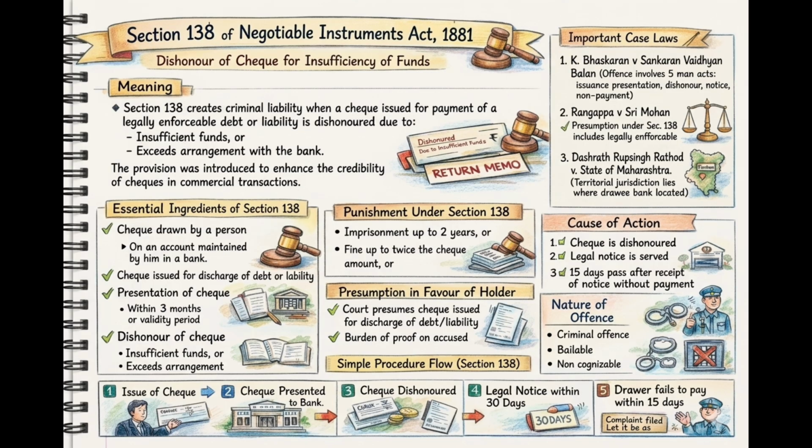Example, a credit limit. Fifth, once the check return memo is received, the payee must send a written legal notice to the drawer within 30 days demanding payment. Sixth, the offense is only committed if the drawer fails to make payment within 15 days of receiving the notice. Punishment under Section 138: if the ingredients are proven and the accused fails to rebut the presumption, the court can award imprisonment up to 2 years or a fine up to twice the amount of the check, or both in some cases.